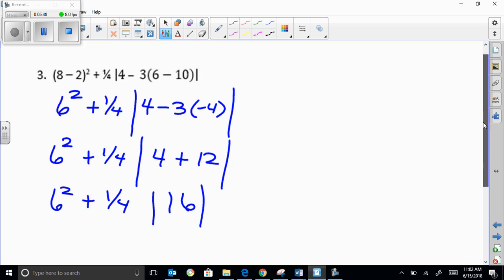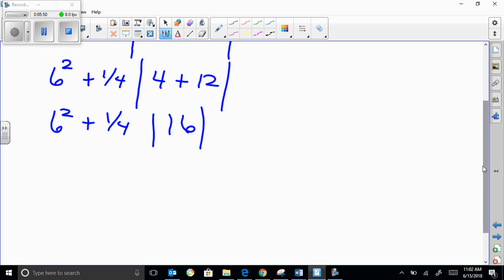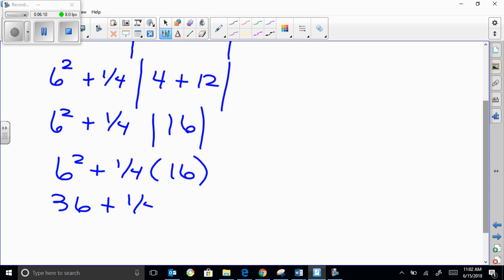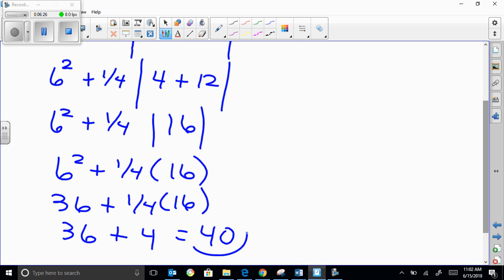Okay? Now, absolute value is a grouping symbol, so I'm still completing my grouping symbol. Now I have 6 squared plus 1/4 times the absolute value of 16. The absolute value of 16 would be positive 16. Exponents: 36 plus 1/4 times 16. Multiply or divide next. 1/4 times 16 would be 4. And then 36 plus 4 gives me an answer of 40.